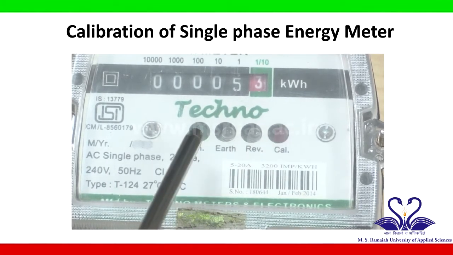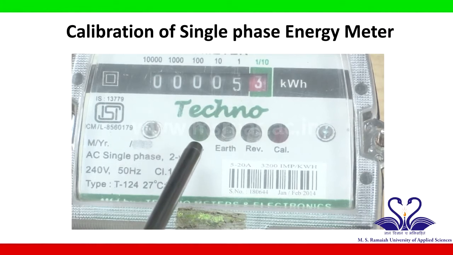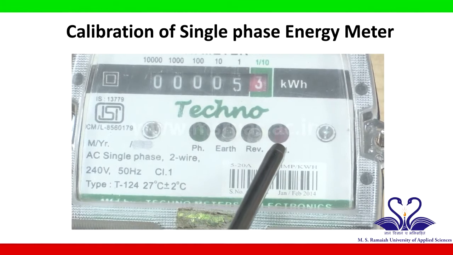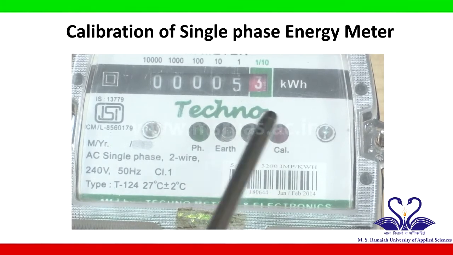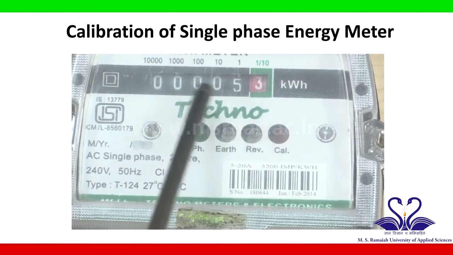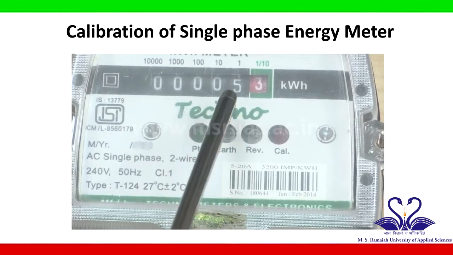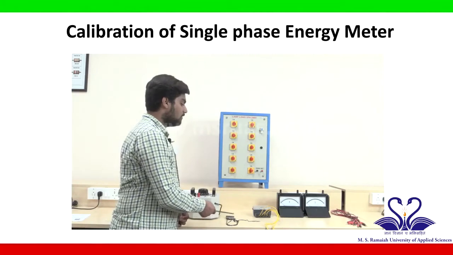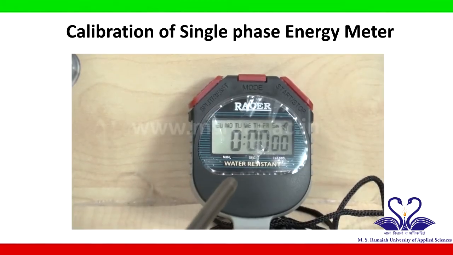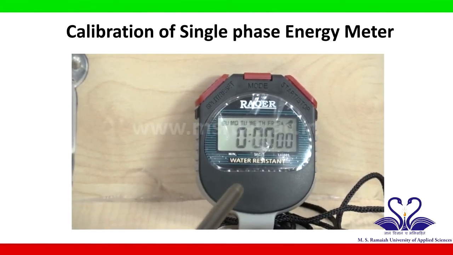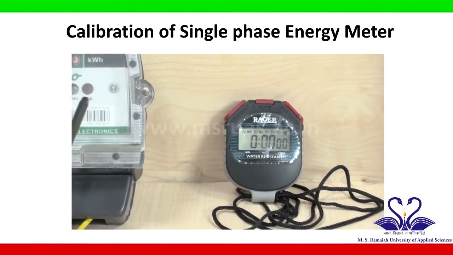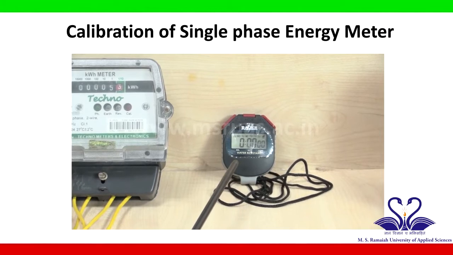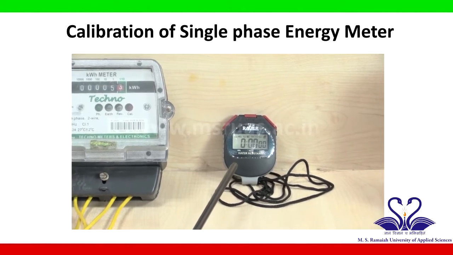Once supply is given to energy meter, this green LED starts glowing. Once current flows through the energy meter, this red LED starts glowing. This recording meter is used to show the amount of energy consumed by the load. Stopwatch. This is stopwatch. We use stopwatch to record time. For every 20 blinks, the amount of time consumed will be recorded using stopwatch.